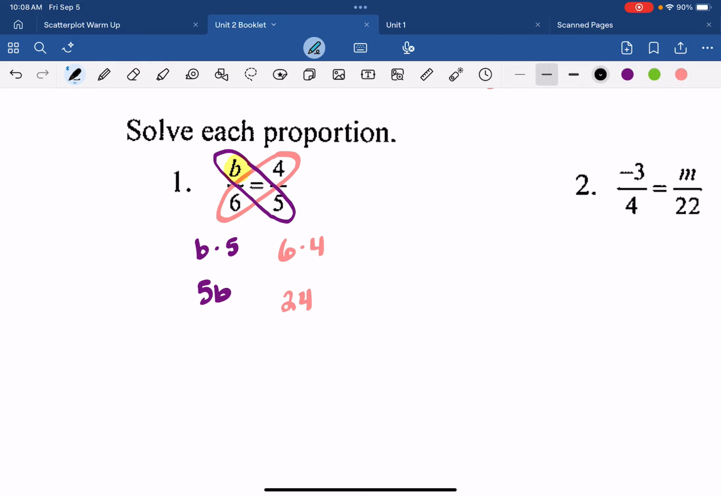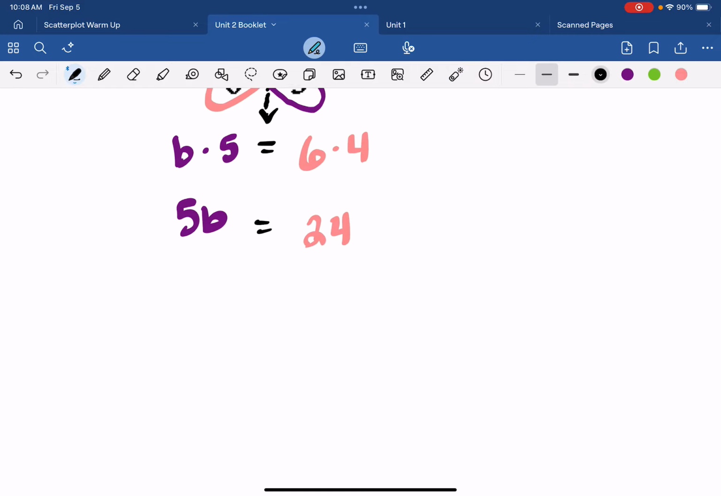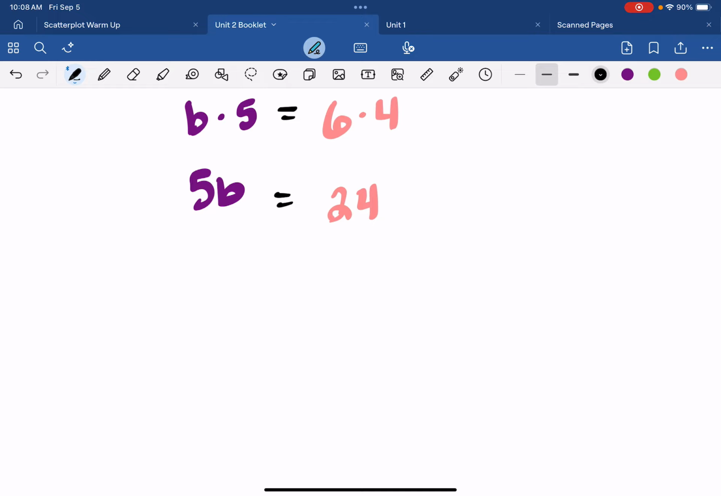And now the only new part is I'm going to take this equal sign and bring it with me the whole way down. Now the reason we call this the butterfly method is it looks like a butterfly. So I'm going to take the purple wing here, set it equal to the pink wing. Now from here, I have a new equation that looks really simple. I have 5 times b equals 24. I'm going to divide both sides by 5.